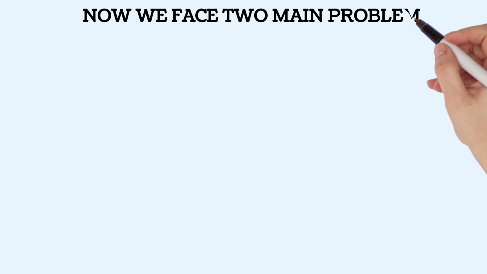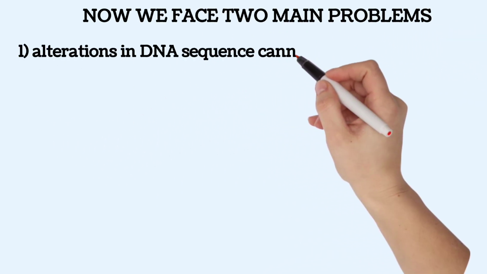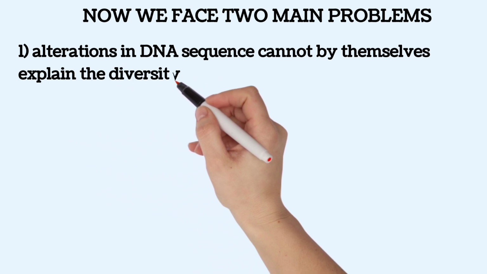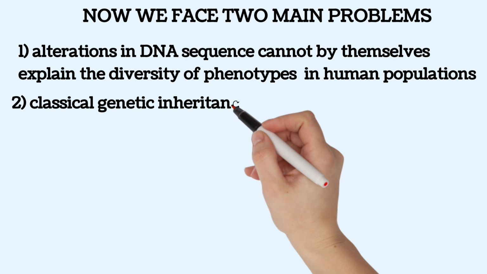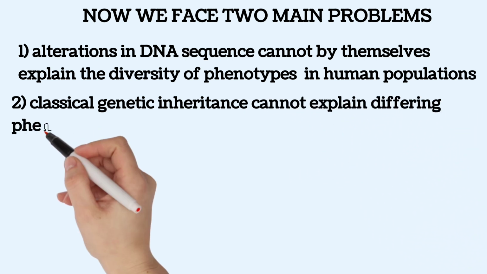Now we face mainly two kinds of problem. Firstly, alterations in DNA sequence cannot by themselves explain the diversity of phenotypes in human population.